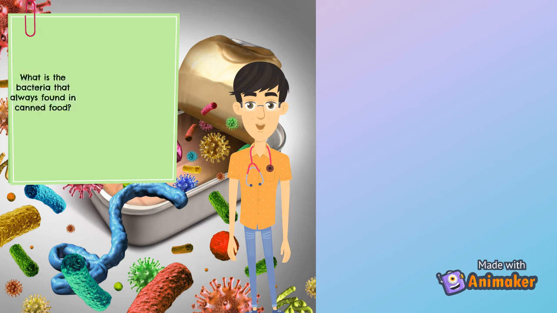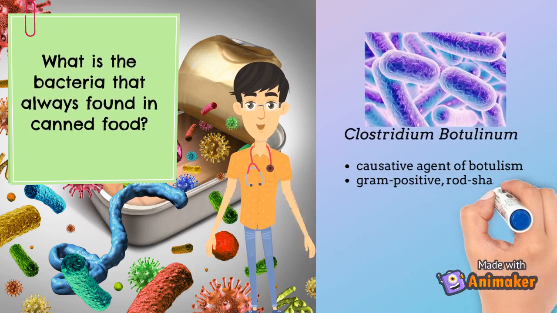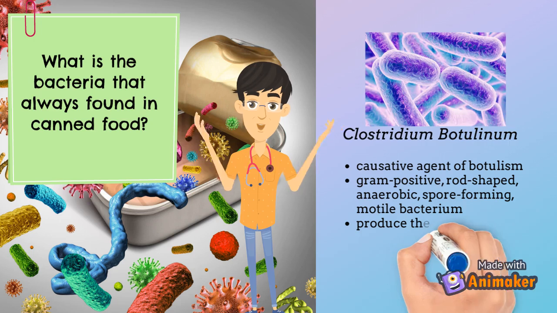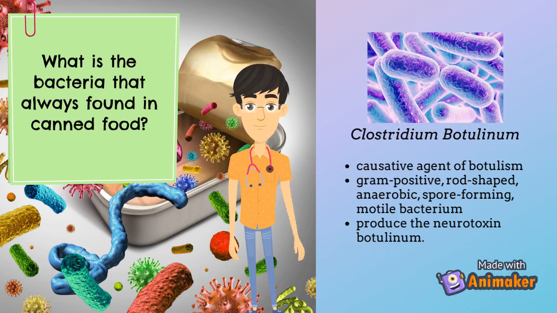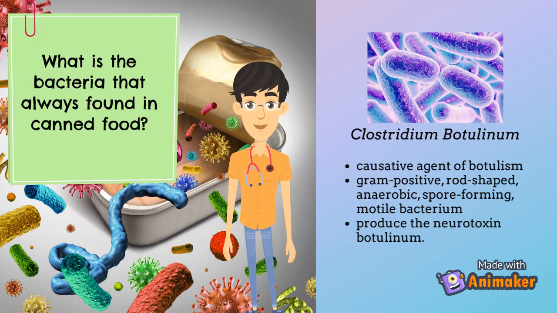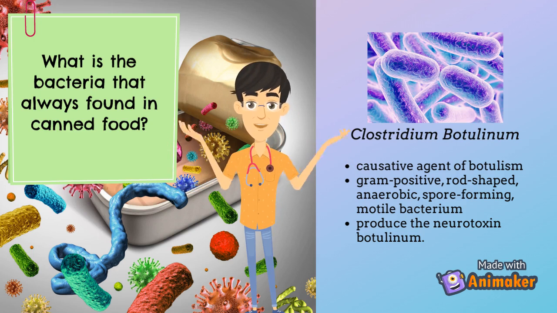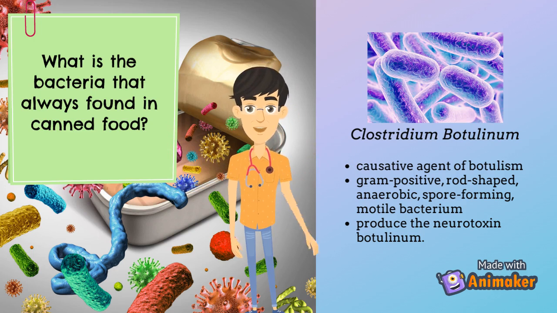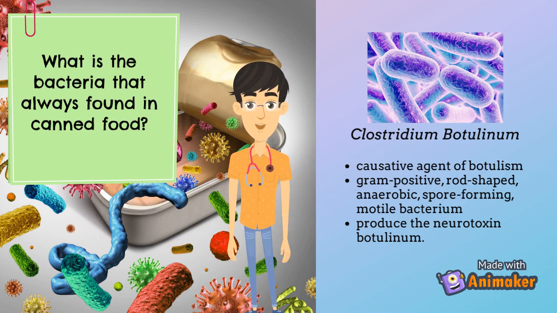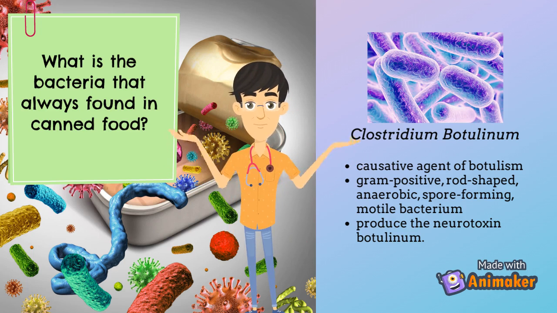So do you ever think what kind of bacteria that usually found in canned food? So the bacteria that usually found in canned food is Clostridium botulinum. The endospores of this bacteria is the causative agent of botulism in canned food. So this bacteria is a gram-positive, have rod shape, anaerobic and spore forming. So this bacteria also have ability to produce the neurotoxin botulinum.